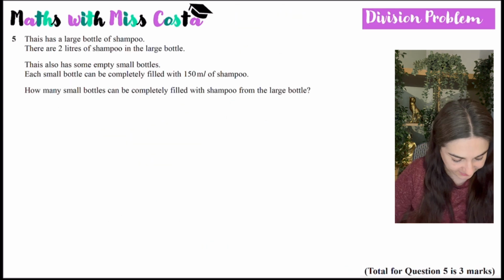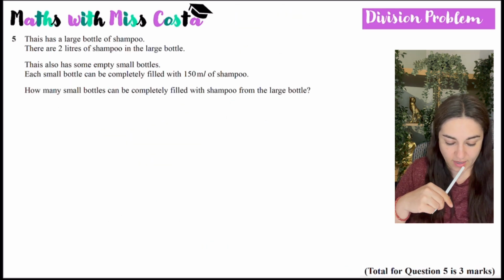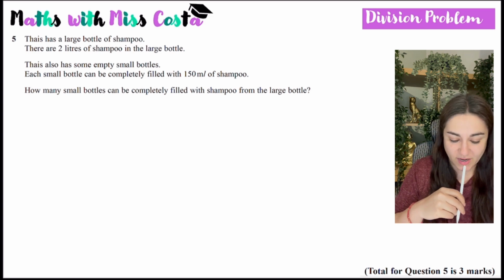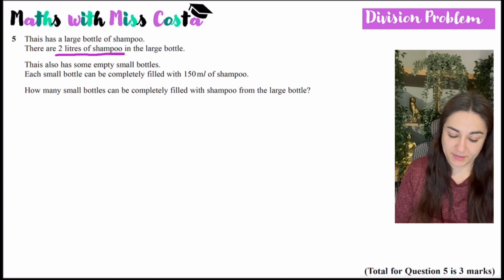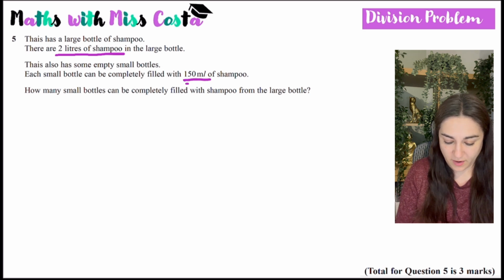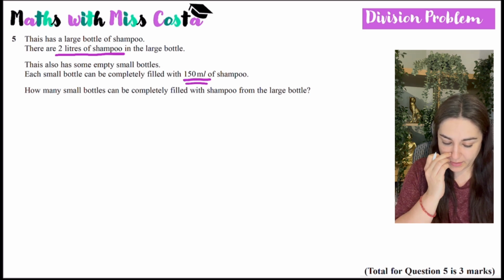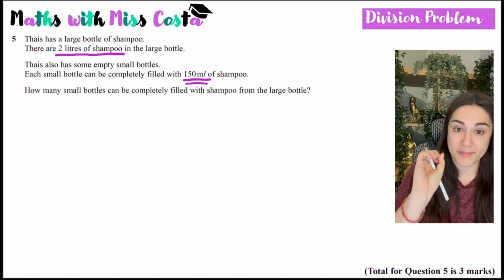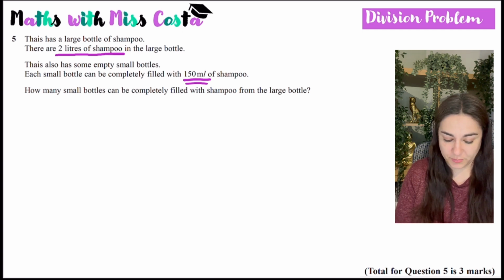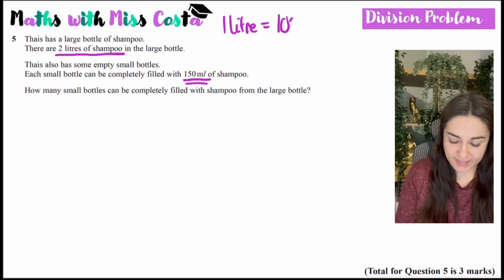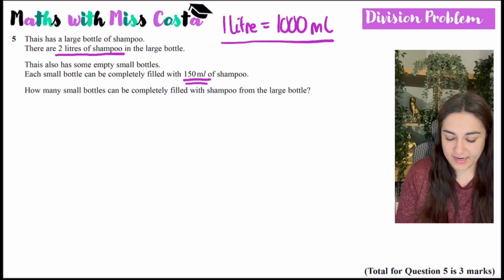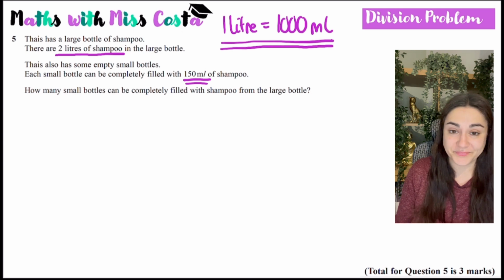Okay, so next we have a division problem. So Tyus has a large bottle of shampoo. There are 2 litres of shampoo in the large bottle. Tyus also has some small empty bottles, and each small bottle can be completely filled with 150 millilitres of shampoo. How many small bottles can be completely filled with shampoo from the large bottle? So 1 litre, using my metric conversions, is 1000 millilitres, and this is just a fact that you have to memorise.